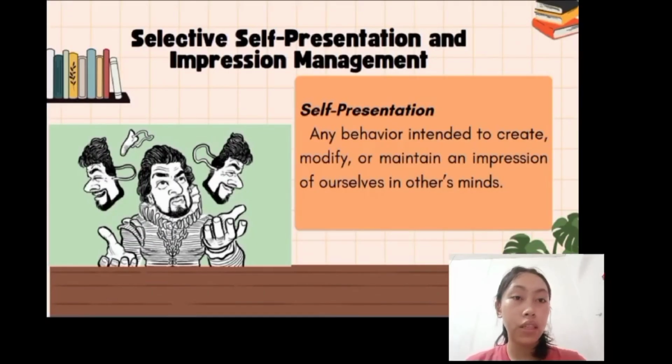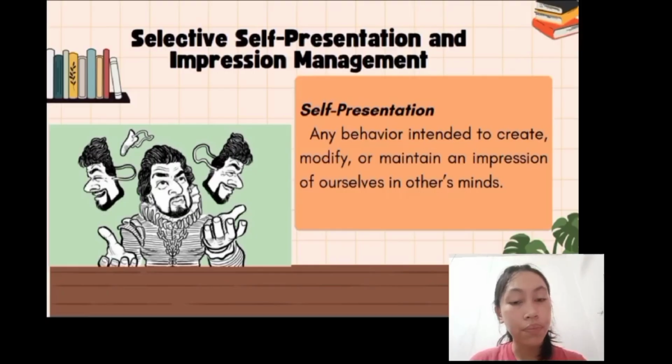Selective self-presentation and impression management. Self-presentation behavior is any behavior intended to create, modify, or maintain an impression of ourselves in the minds of others. It's basically how you show yourself to other people. It's all the things that you do to create a certain image or impression in their minds. So, example kay sa job interview, like you will dress professionally and speak politely and highlight your skills and imong accomplishments. So, that is self-presentation in action. You're trying to present yourself as a competent and capable candidate.